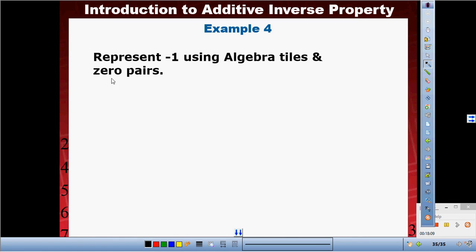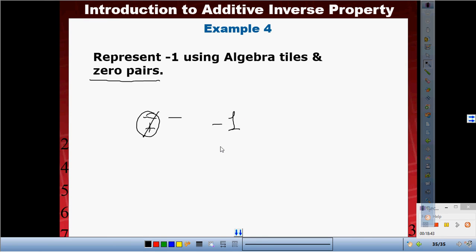This is me. I need a 0 pair. Then that means I would do maybe something like this. But this represents what? 0. But what are they asking me to represent? So that means I just need to add a negative. Does this represent -1? Yes, because I can circle my 0 pair, and this is -1.